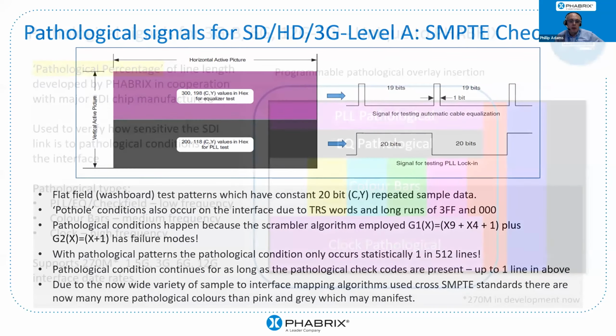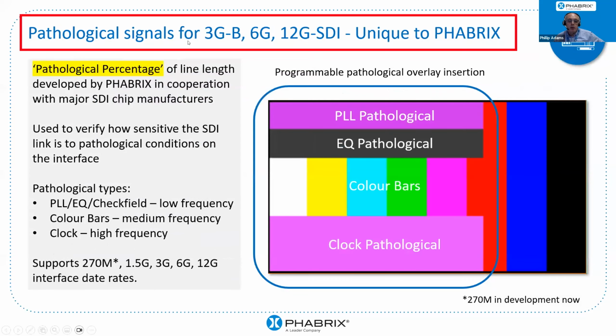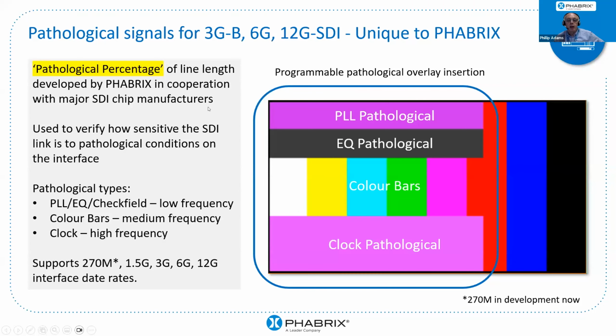SD, HD, 3G. When it came to working with 3G level B, 6G, and 12G, it all got a lot more complicated. It got more complicated because it was a more difficult subject.